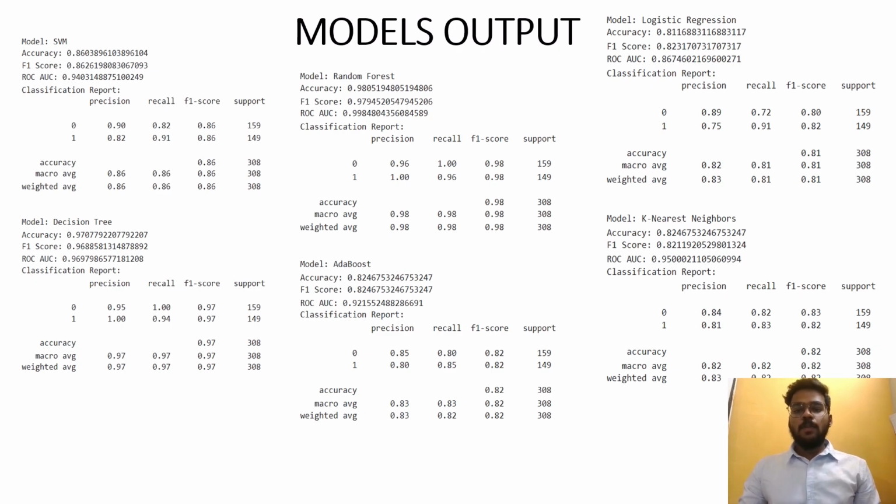Next, we have a model called logistic regression. It has an accuracy of 0.81, F1 score of 0.82, ROC AUC of 0.86. Next, the k-nearest neighbors. Here it has an accuracy of 0.82, F1 score of 0.82, and ROC AUC of 0.95. By comparing all these models, we get the highest accuracy of 98% in the model called random forest.